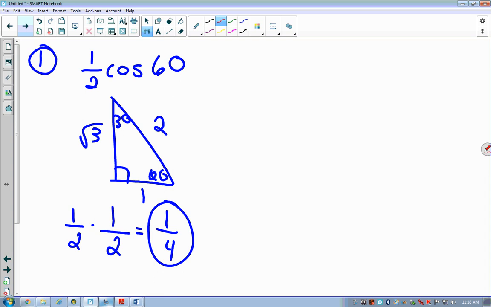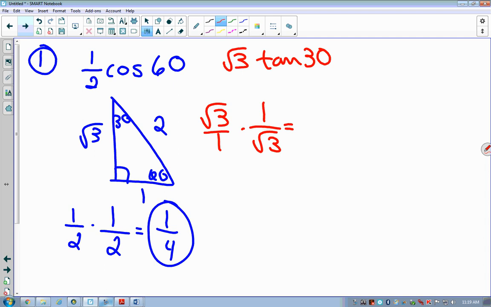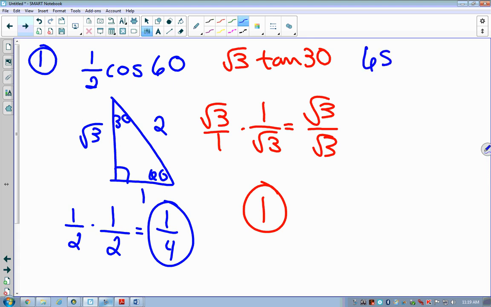All right, let's see. The next part is B, radical 3 tan 30. Can I still use this reference triangle? Yes. So radical 3, tangent is what? Opposite over adjacent. What's opposite to 30? 1. What's adjacent to 30? Radical 3. So I'm getting radical 3 over radical 3, which equals 1.